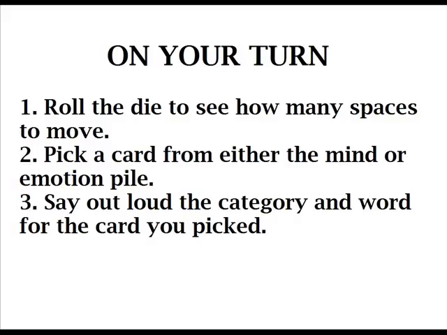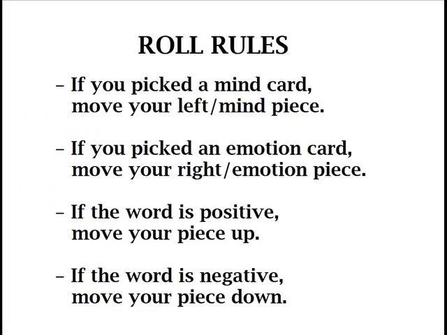On your turn, roll the die to see how many spaces to move either piece. Then pick a card from either the mind or emotion pile and say out loud the category and word you picked. If you picked a mind card, move your mind piece. If you picked an emotion card, move your emotion piece. If the word you picked is positive, move your piece up. If the word you picked is negative, move your piece down.